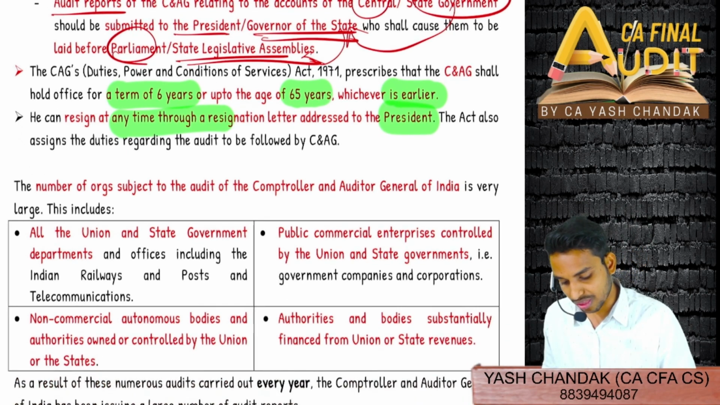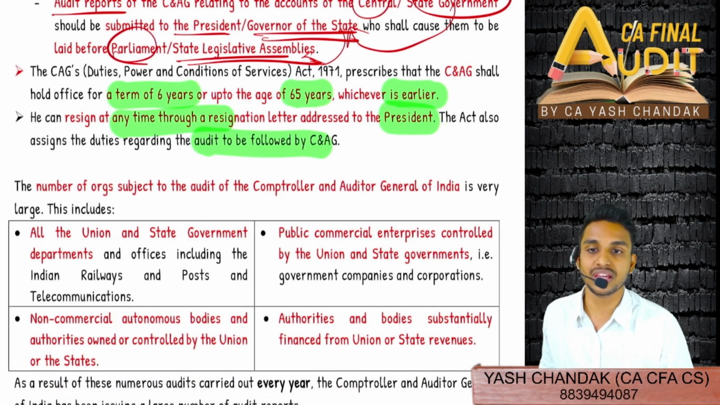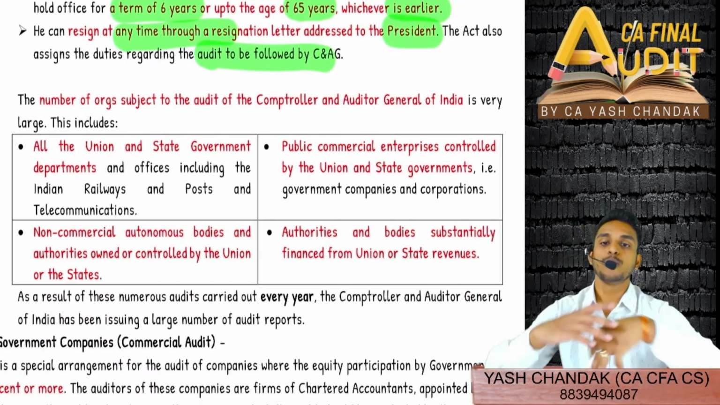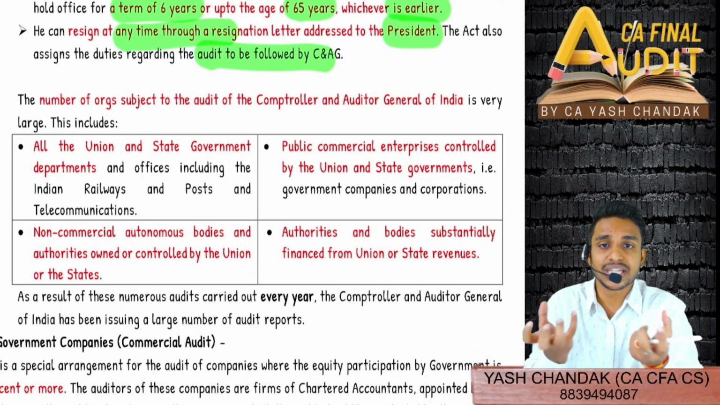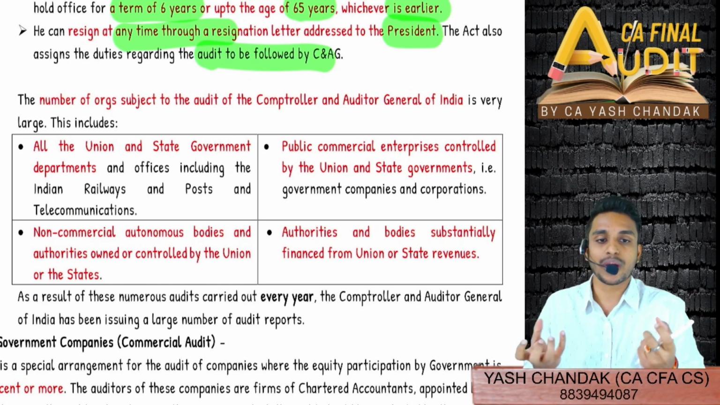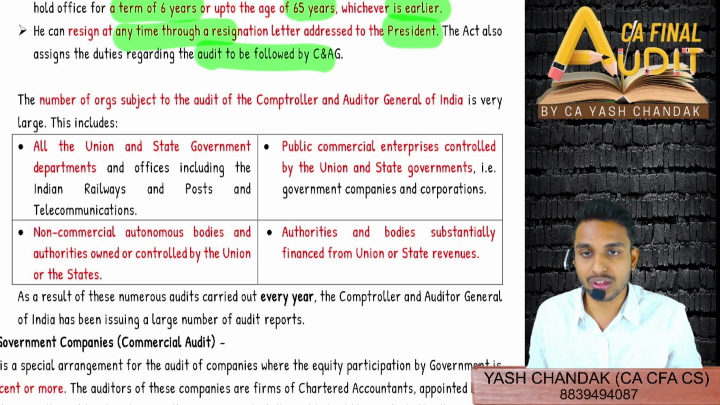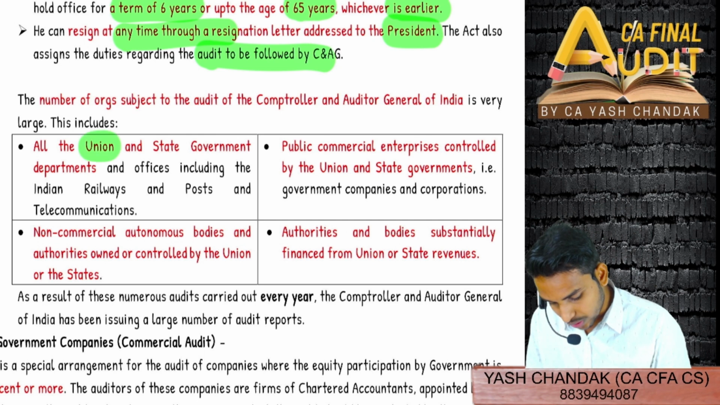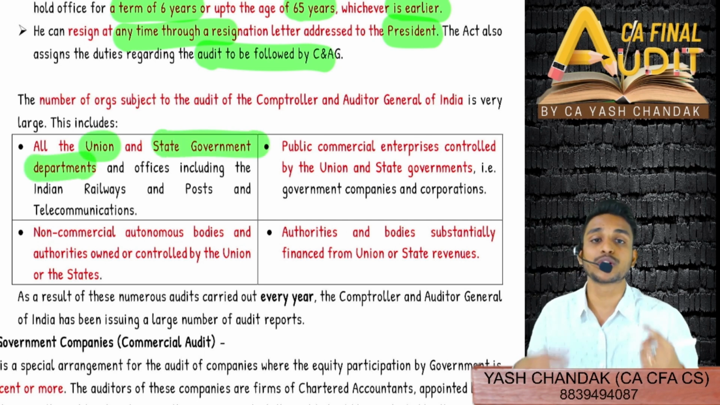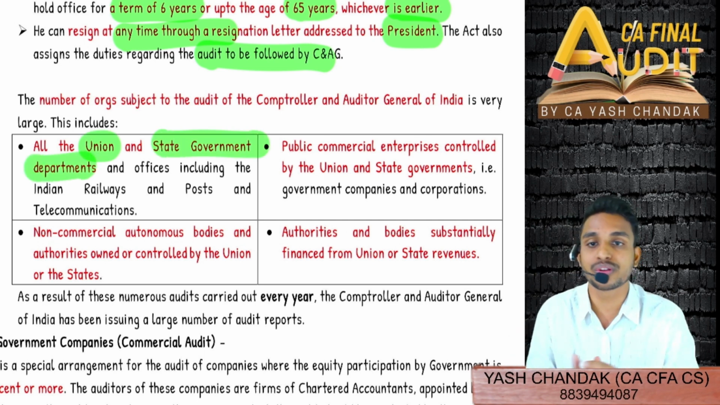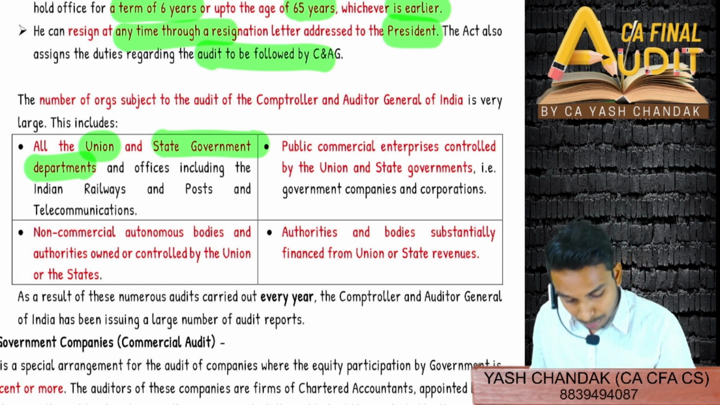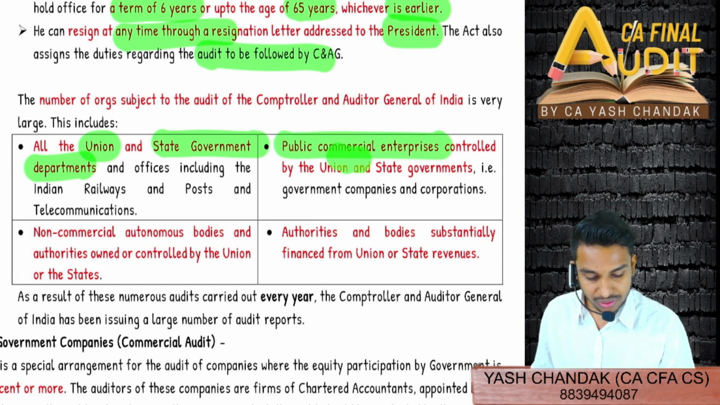And the Act also assigns the duties regarding the audit to be followed by the CAG. So we'll see the organizations which are subject to audit by the CAG, which are required to be governed by the CAG. These include all the Union and state government departments, like Indian Railways, Postal, Canteen, Stores Department, and then the public commercial, profit-making enterprises controlled by the Union and state governments.